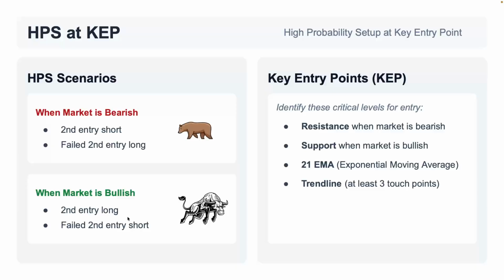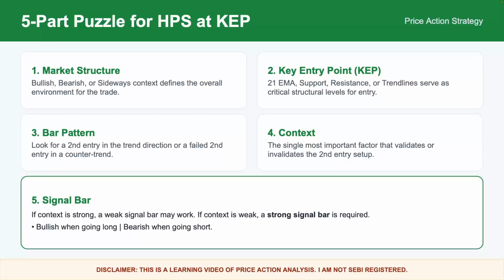If you have not watched my other videos regarding HPS at KEP, please watch them first, then come back to this video. And if you're already aware of what HPS at KEP is, you will find it easier to understand this concept. There are five parts of the puzzle for HPS at KEP, high probability setup at key entry point.